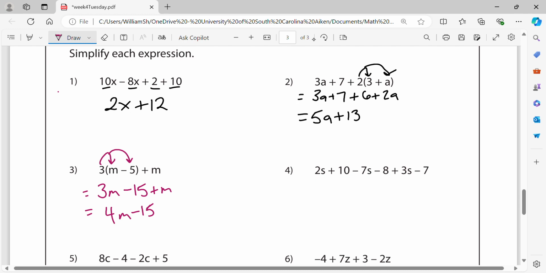All right. 2s plus 10 minus 7s minus 8 plus 3s minus 7. Let's combine the s's. 2s minus 7s should give us a negative 5s plus 3s should give us a negative 2s. Ooh, I got a negative number here. All right, now let's do the constants. 10 minus 8 is 2. Minus 7 is negative 5. So I have negative 2s minus 5.